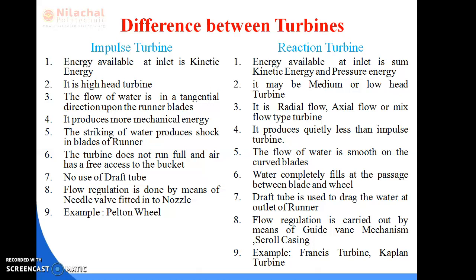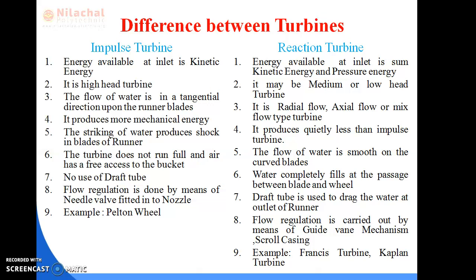Next point. Due to the high velocity of water striking the blade, there may be shocks produced in the blade. But due to the use of guide vanes, the flow of water becomes smooth while it is moving over the blades. In case of impulse turbine, we are not utilizing any type of draft tube. The jet of water after striking the blade automatically, due to gravitational force, comes to the tailrace level.